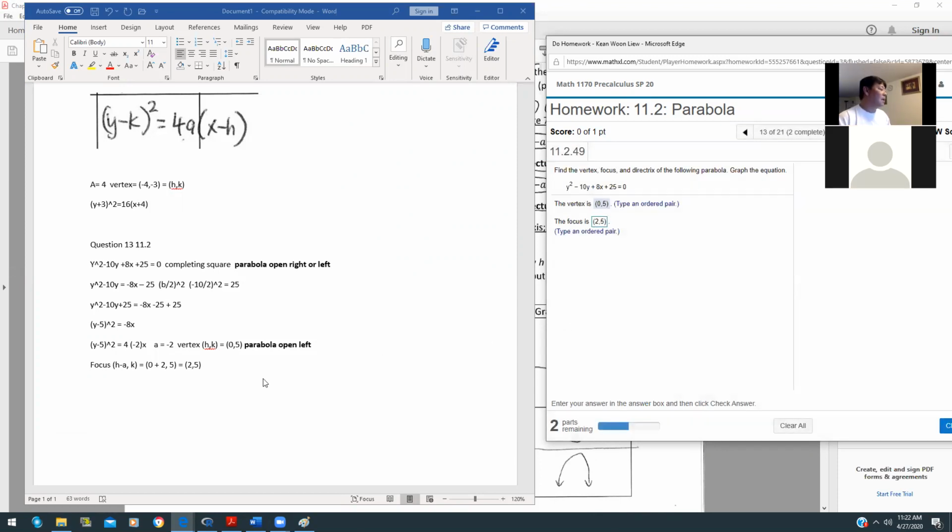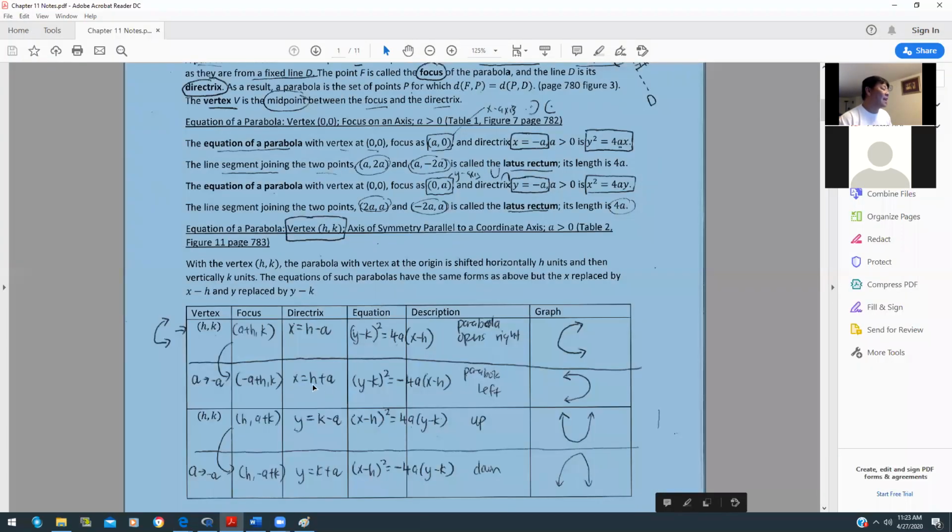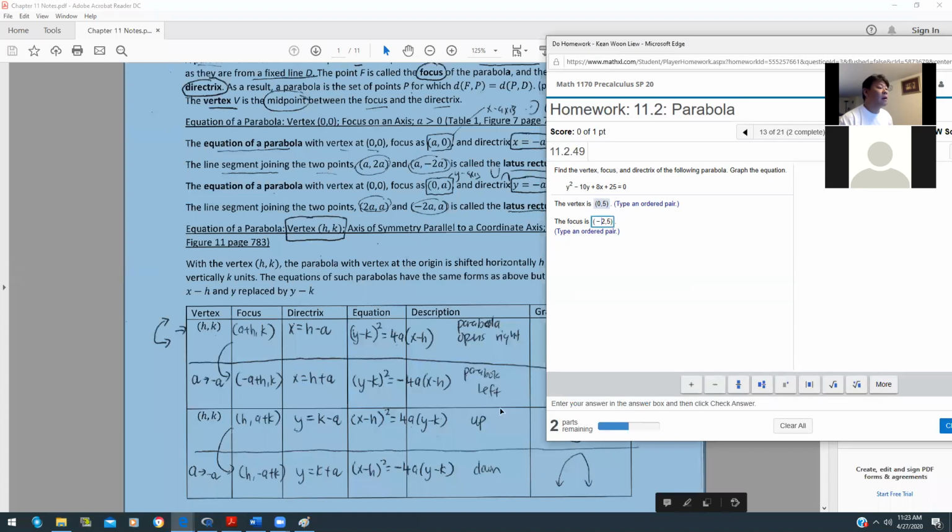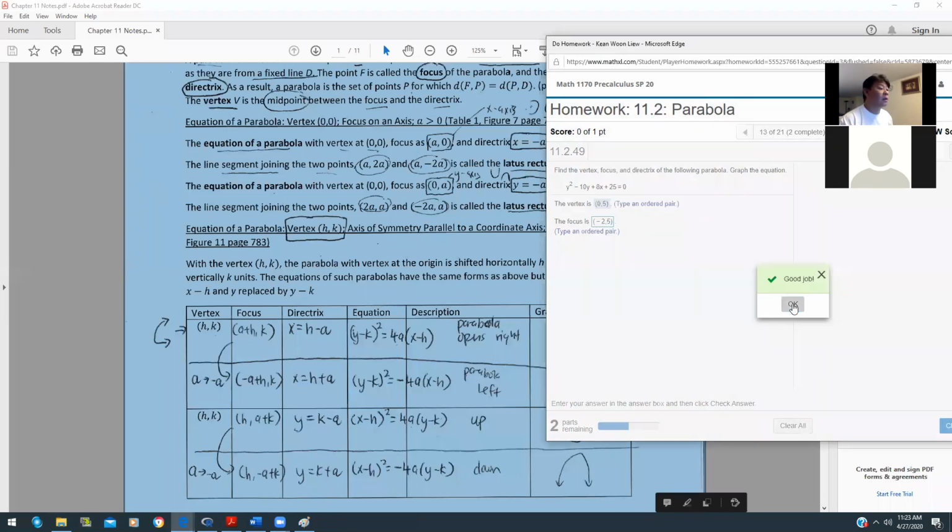So what happens here is this a that I have here is going to be an absolute value. I totally forgot about that. So if you take the absolute value of negative 2, this is actually 2. So your focus in this case is negative 2, 5. I totally forgot to take the absolute value of it. So yes, when you use this formula, your a in this case is the absolute value. That means you have to take the positive value of it. Not the negative value of your a. So that will be the correct answer.